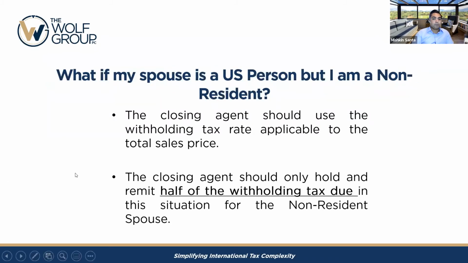Okay. What if my spouse is a US person, but I'm a non-resident alien? So this is another question we regularly get. What will happen is that they will use the full sales price, or they should use the full sales price, to determine the withholding rate. So if you and your US person spouse are selling a property for $1 million, then it should be the 15% withholding rate. And then what should happen is it should be 15% of 500,000. That's what would be remitted for the FIRPTA withholding, because only one person is a non-resident.